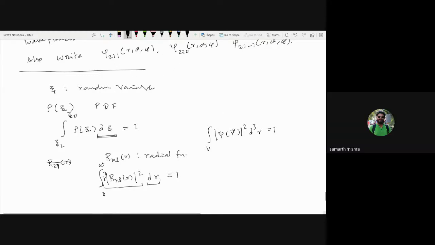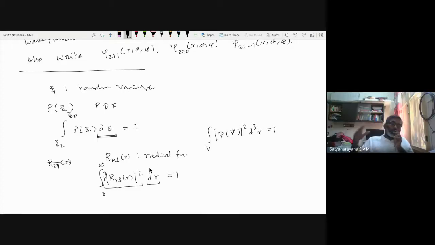Sir, because of this multiplication of R square, we have this Bohr radius, right? Correct. If you define probability density like that, then the Bohr radius turns out to be the maximum of the probability distribution.